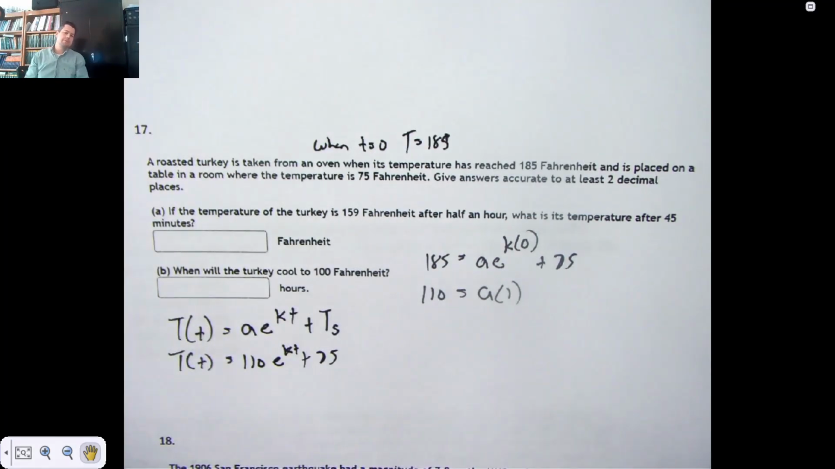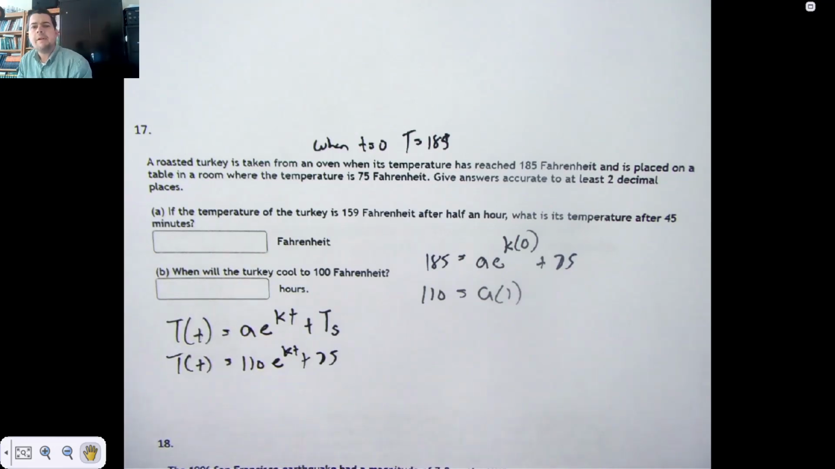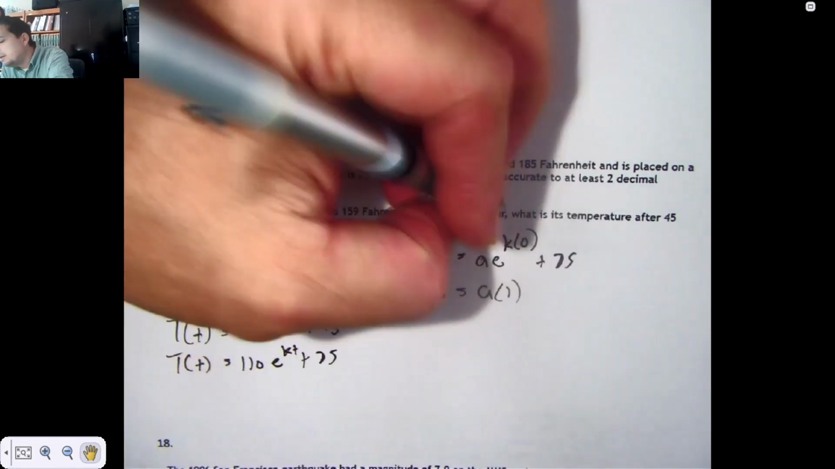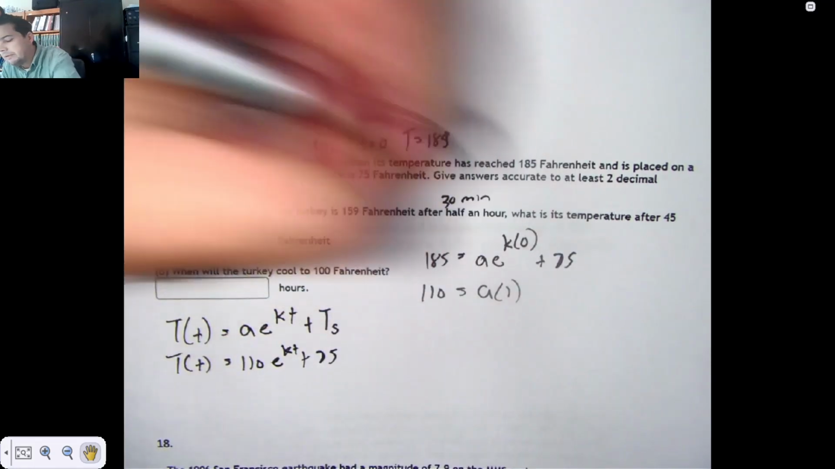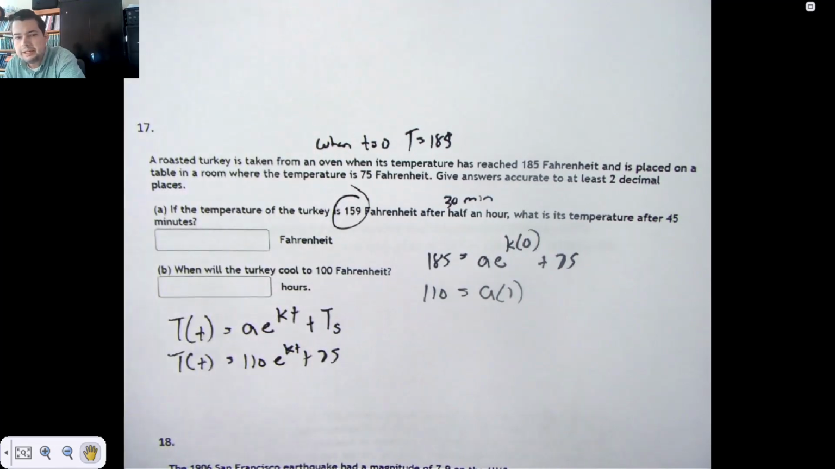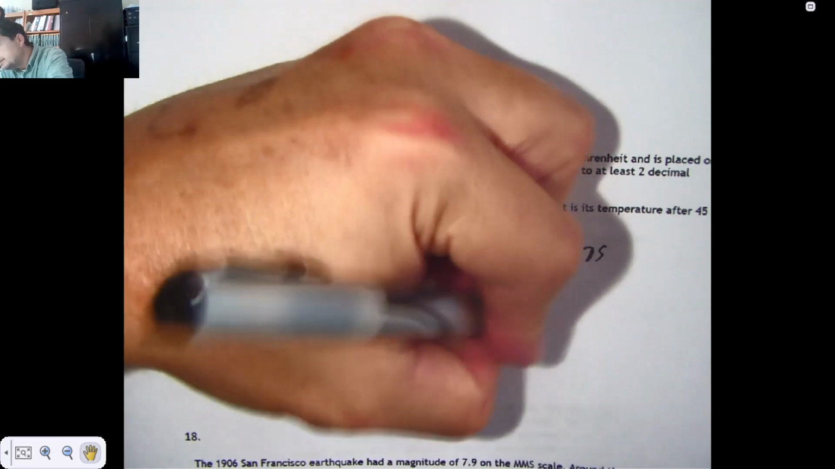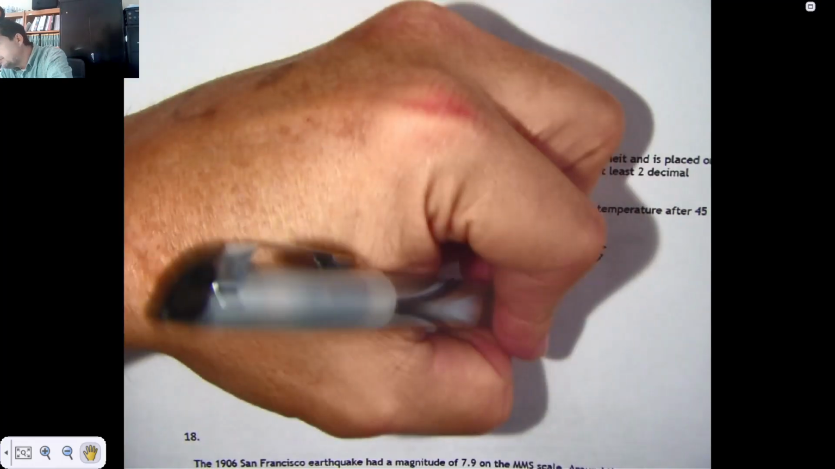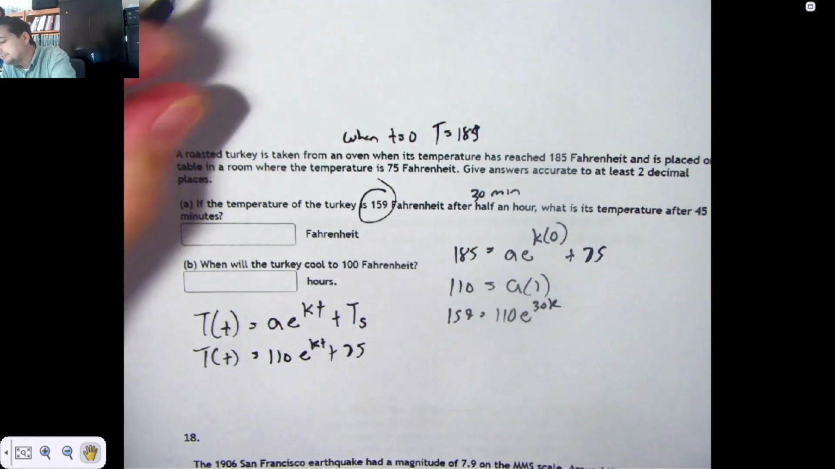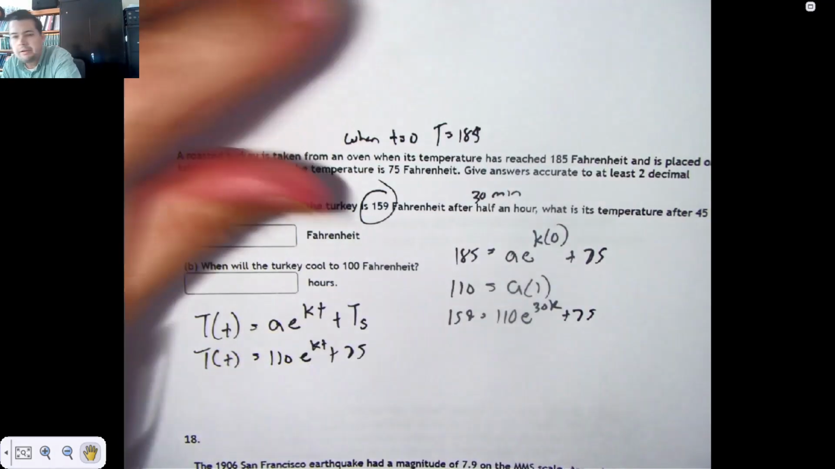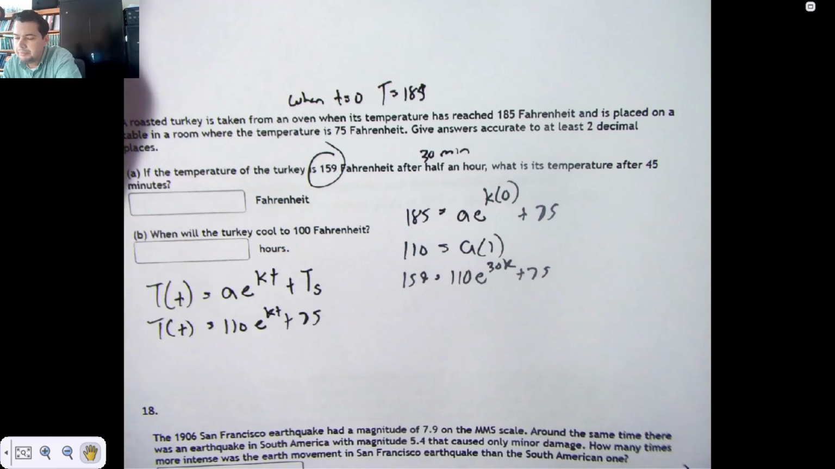To actually be able to use this thing, the only thing I need is K, because I can always plug in times. And let's see here. If the temperature of the turkey is 159 degrees after half an hour, what is its temperature after 45 minutes? So half an hour is obviously 30 minutes. So I'll plug a 30 in, I'll plug a 159 in, take it from there. 159 is 110 e to the 30K because time was 30, plus 75. Subtract 75, I think you'll be at 84.